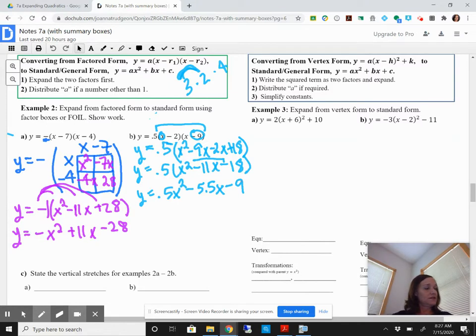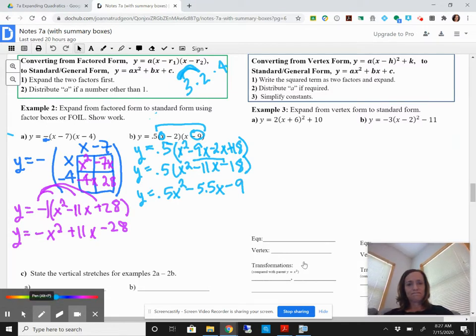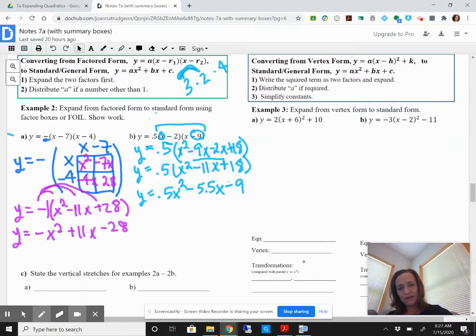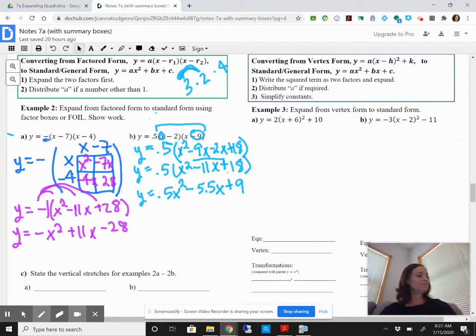Double checking my answers there. I have a mistake right here. This should have been a plus. I think my pen, can I blame it on my pen? I think I will. My pen wasn't working very well. So that should be plus 9.